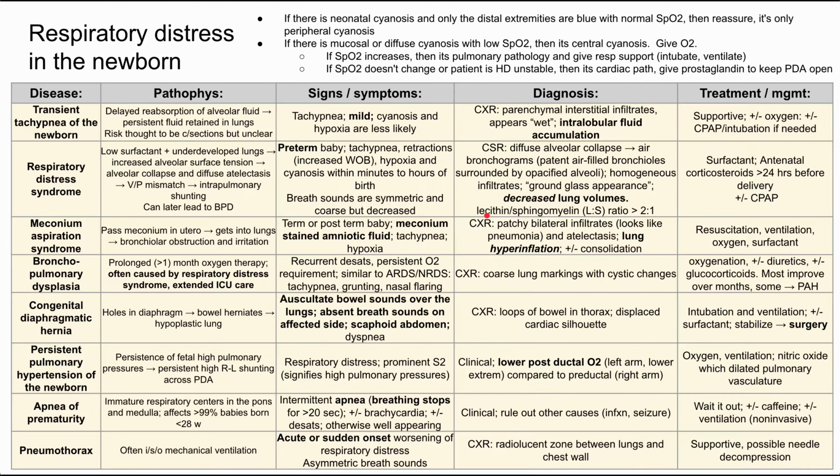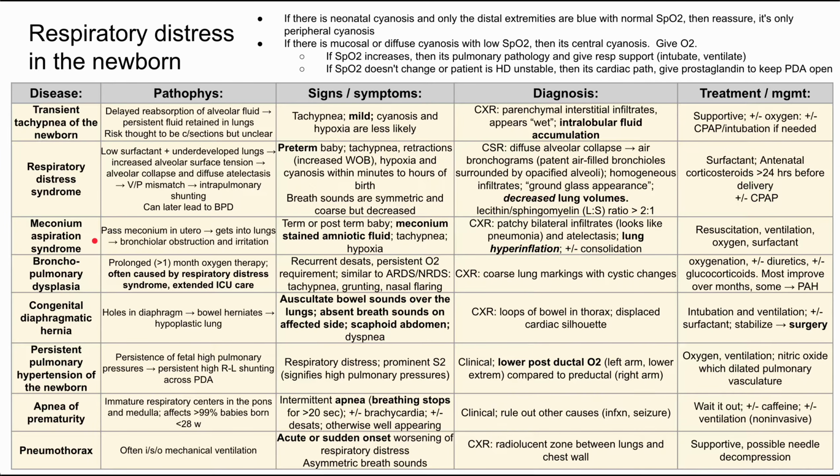They used to use the L to S ratio, and that's greater than 2:1 for the L to S ratio. The treatment for respiratory distress syndrome is kind of supportive plus surfactants. You can give antenatal corticosteroids to try to prevent this, but this needs to be done at least a day before delivery. You can also add CPAP if that helps, but it's essentially caused by low surfactant. You can treat it with surfactant.